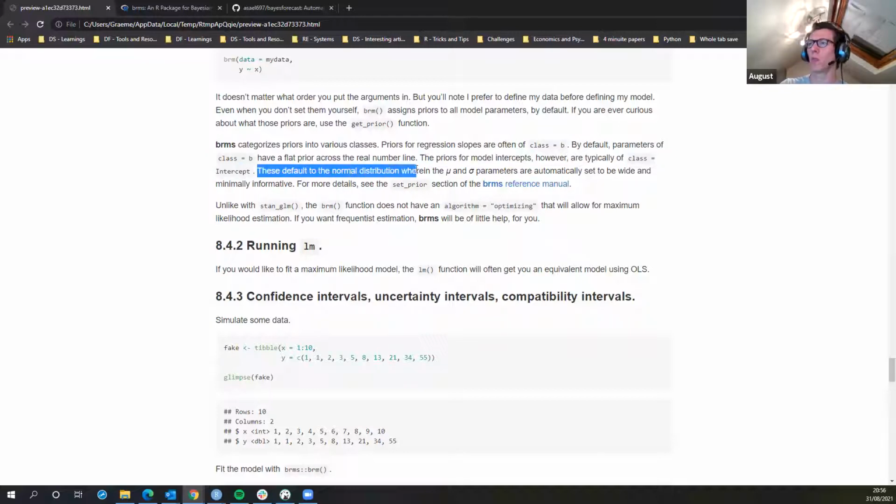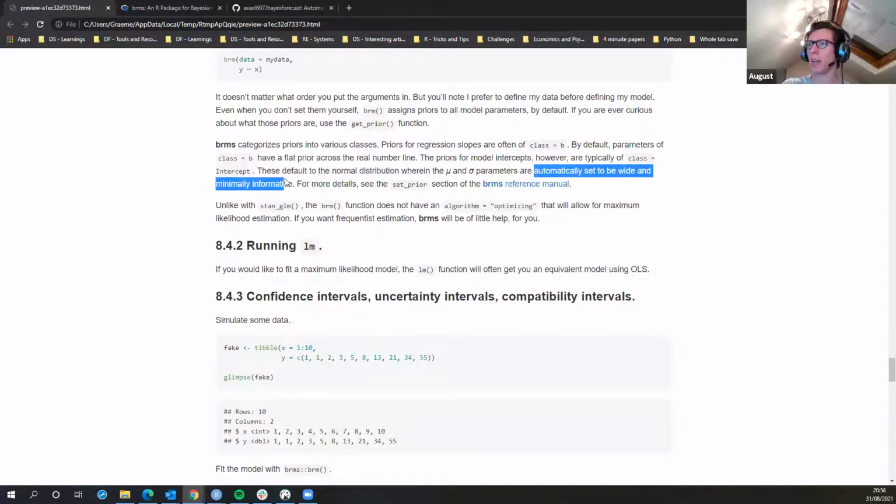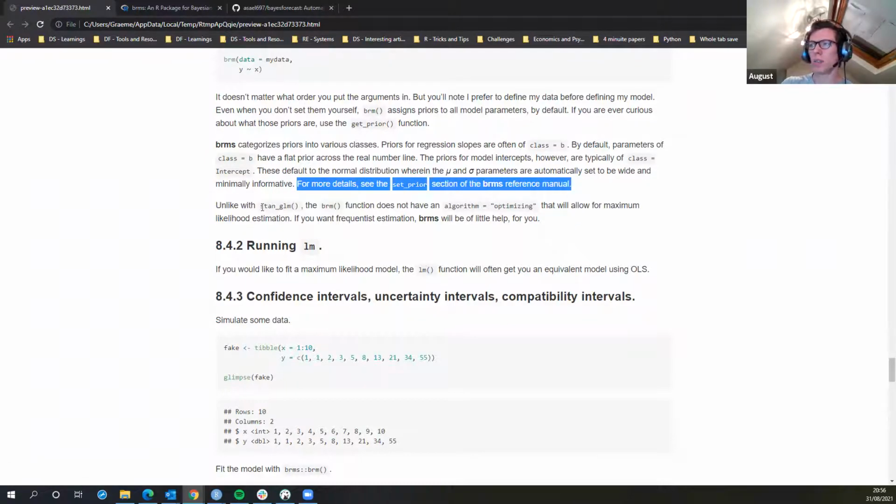These default to the normal distribution, wherein the intercepts are on a normal distribution, but the regression coefficient defaults to flat. It's interesting. They are automatically set to be wide and minimally informative. For details, see the set prior function. Okay, so you might have to read that at some point.